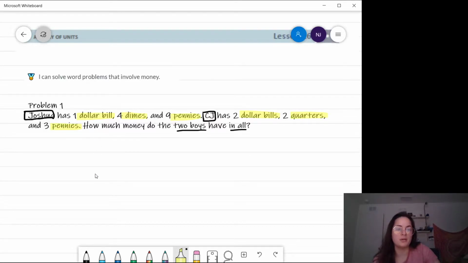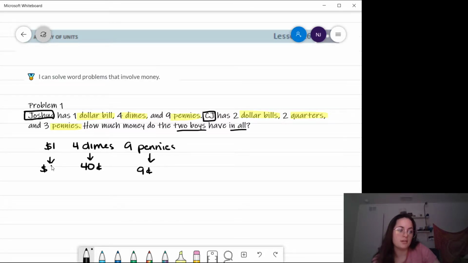Okay, so it looks like Joshua has $1, 4 dimes, 9 pennies. 4 dimes, that's going to be 40 cents. 9 pennies, that's going to be 9 cents. So all together, you've got $1 plus 40 cents plus 9 cents. That's going to be $1.49. So I should probably put a J for Joshua.